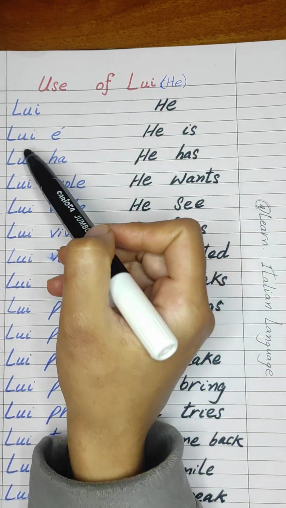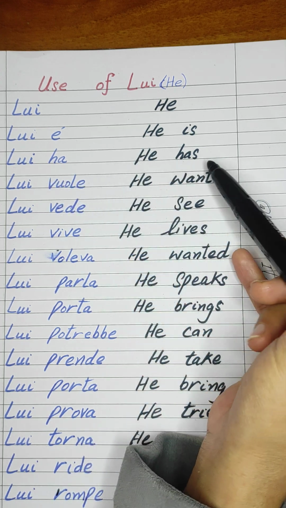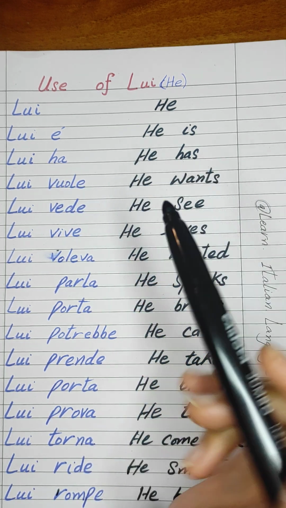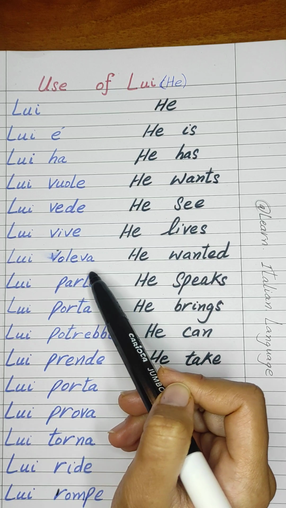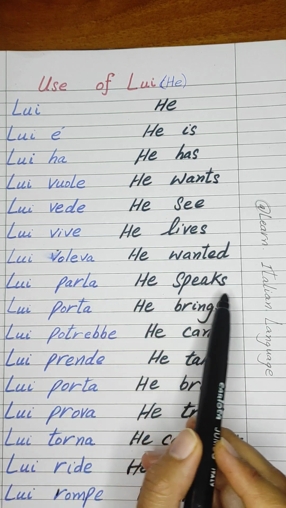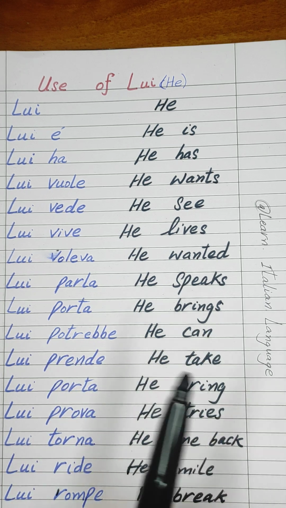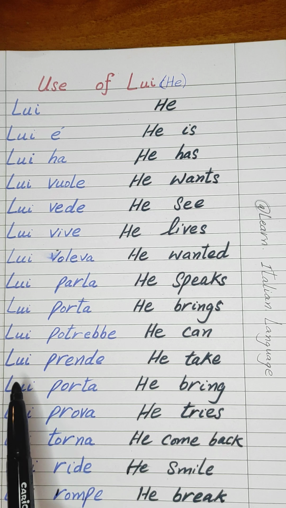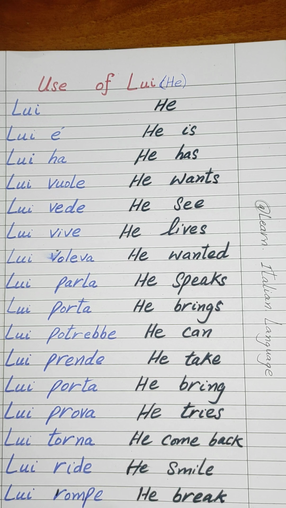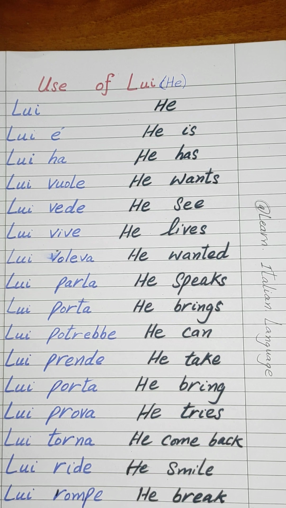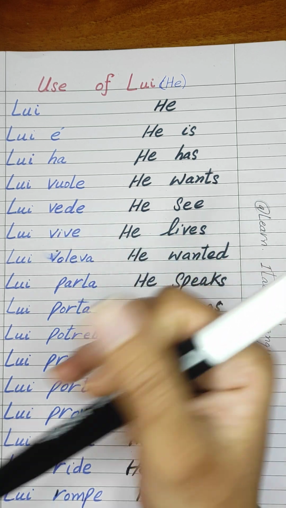Let's repeat with the sentences. Lui, he. Lui è, he is. Lui ha, he has. Lui vuole, he wants. Lui vede, he sees. Lui vive, he lives. Lui voleva, he wanted. Lui parla, he speaks. Lui porta, he brings. Lui potrebbe, he can. Lui prende, he takes. Lui porta, he brings. Lui prova, he tries. Lui torna, he comes back. Lui ride, he smiles. Lui rompe, he breaks.